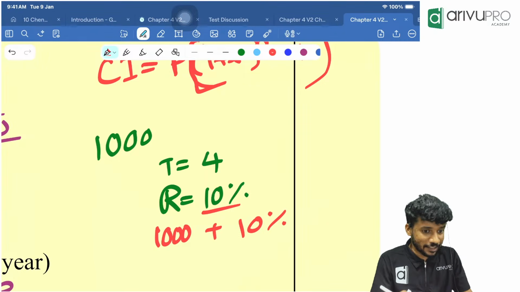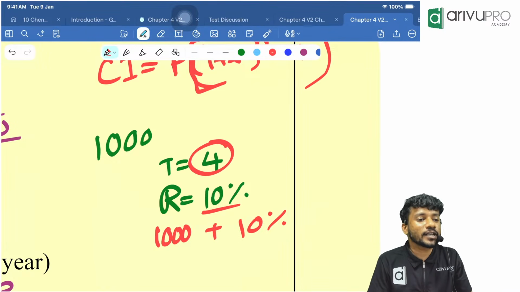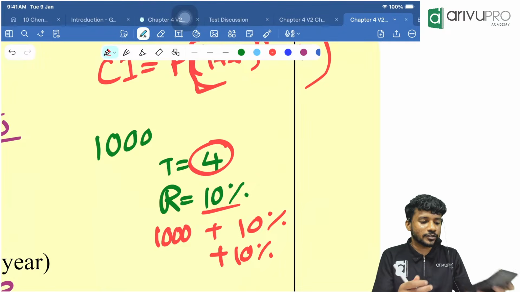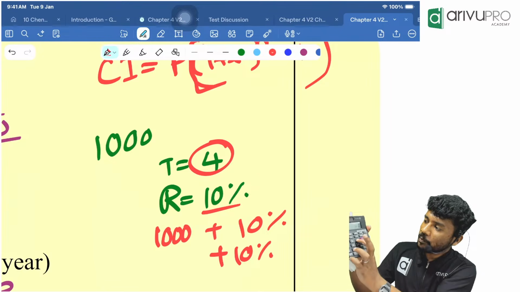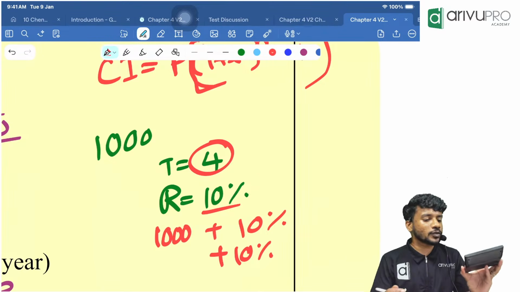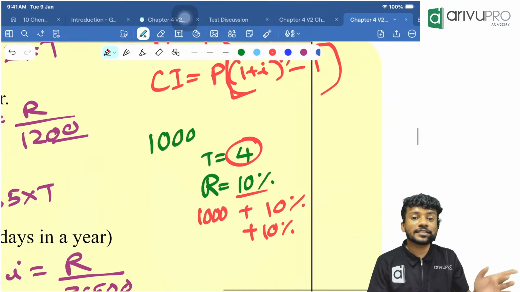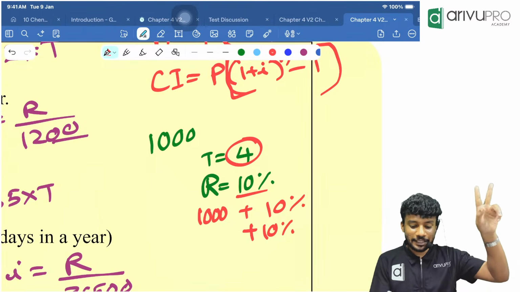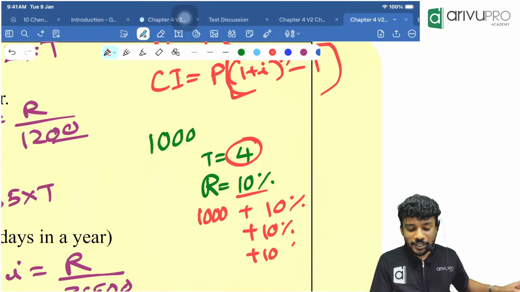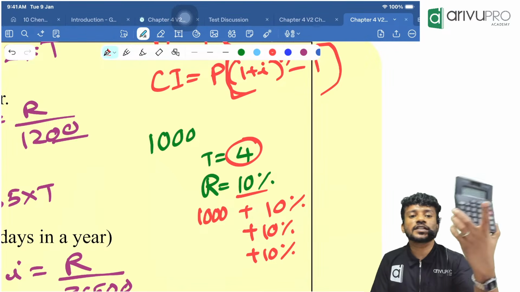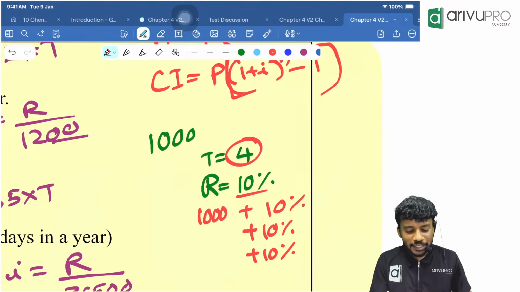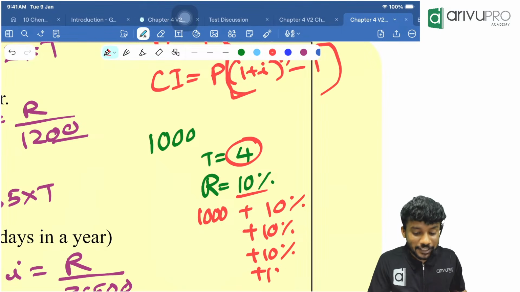We studied that in the beginning of this chapter. Then how many years is it happening? 4 years. For the second year again you will do plus 10%. So 1100 is there on your calculator, plus again 10%. How much did you get? 1210. That is the amount after 2 years. Then how to find the amount after 3 years? One more 10% plus 10%. How much did you get? 1331.